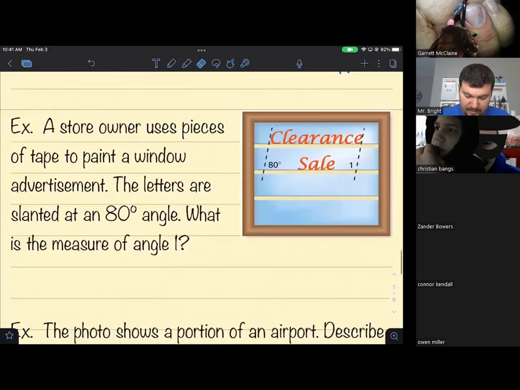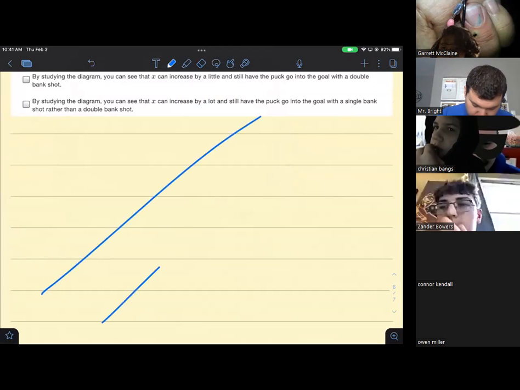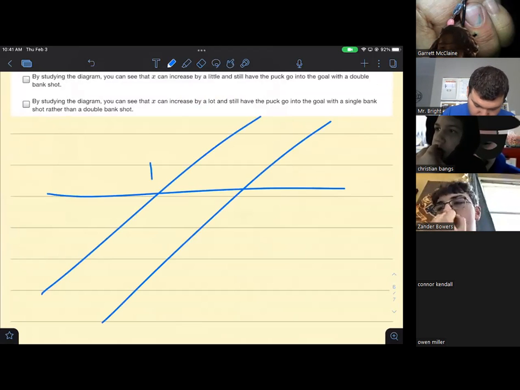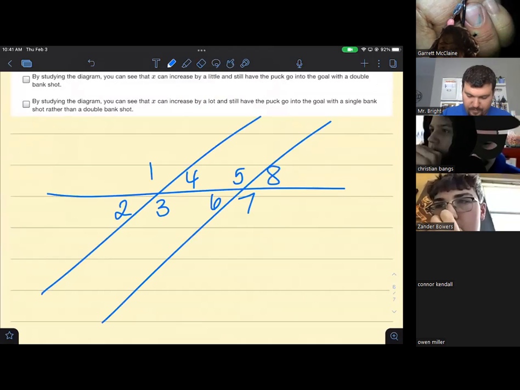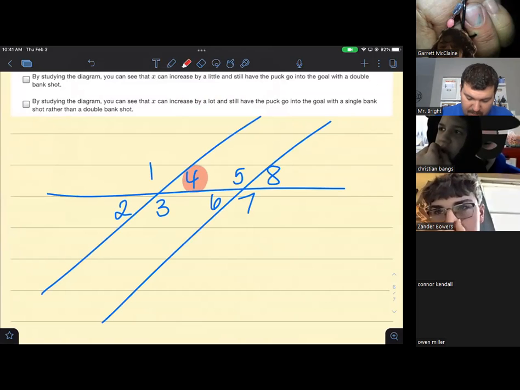Let's time out for a second. Time out. I want to see how well we understand this. Okay, I'm going to call on some people here. I'm going to highlight some angles, and I just want you to tell me what the relationship is. I have not heard from Connor Kendall yet. Connor, 4 and 6. What kind of relationship do 4 and 6 have?